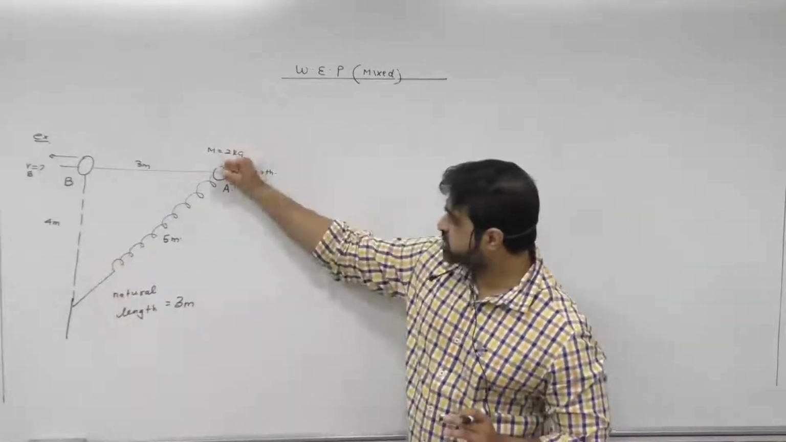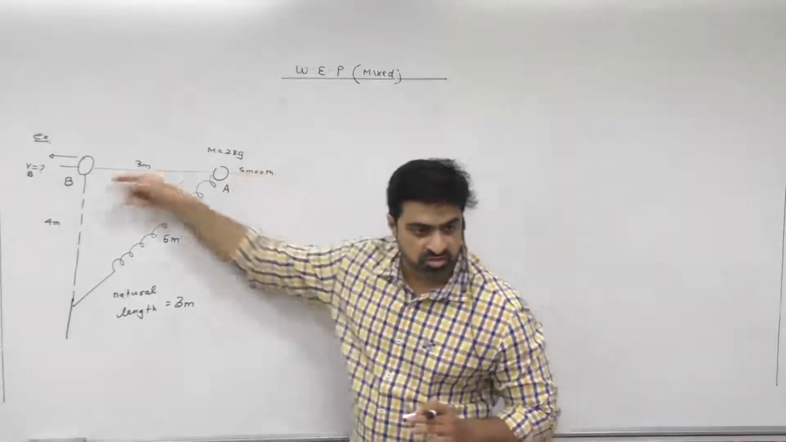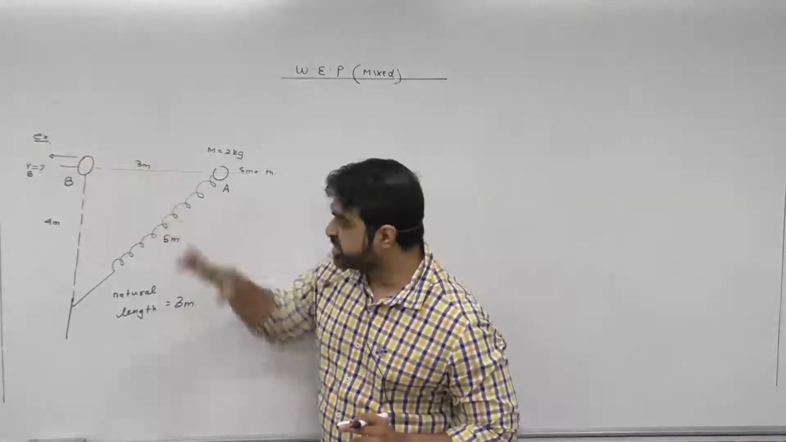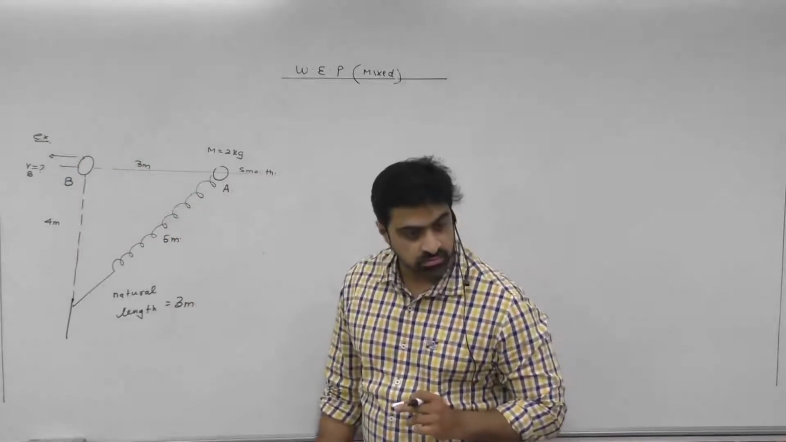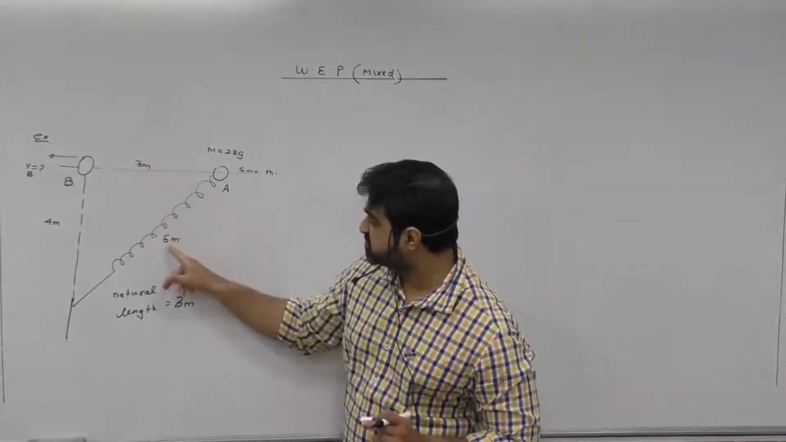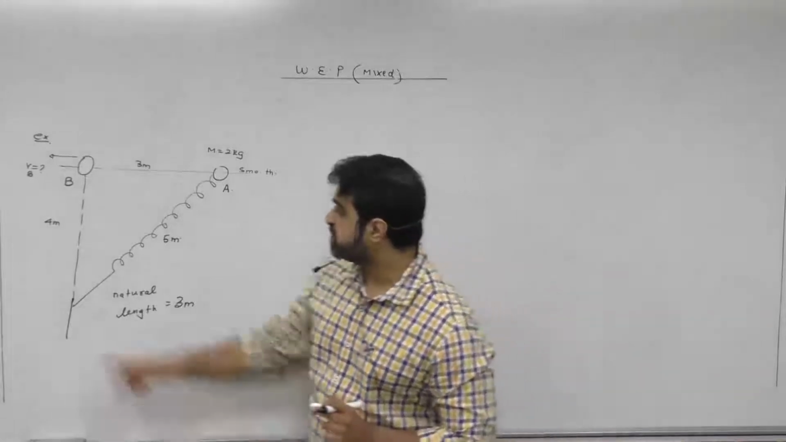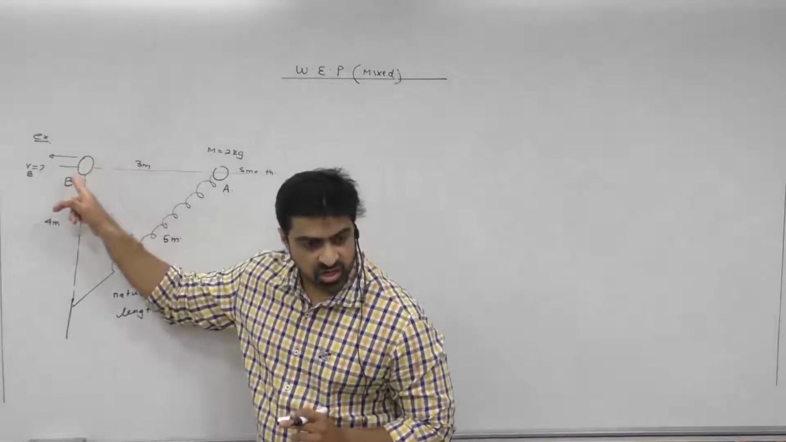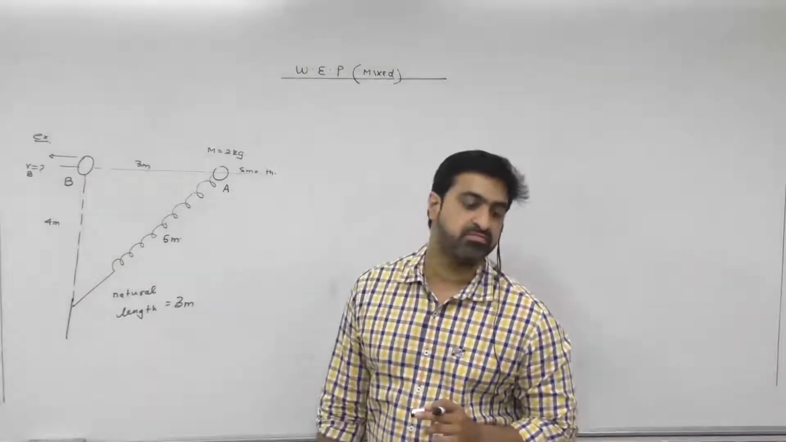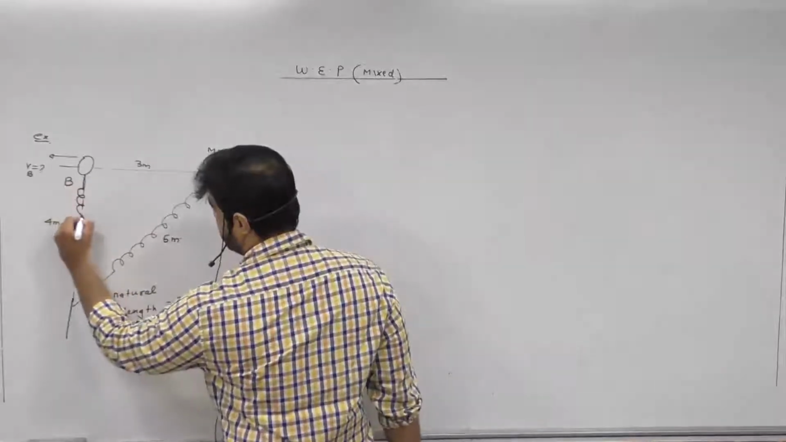Wait a minute. I pulled it like this and I leave it on a smooth surface. So it is going to go. It is covering 3 meters. So we know if this is 3, this is 5. So this will be 4. They ask you what is the speed at B. Can anyone tell me what is the extension at B? The spring which was like this earlier, right now the spring has become like this.